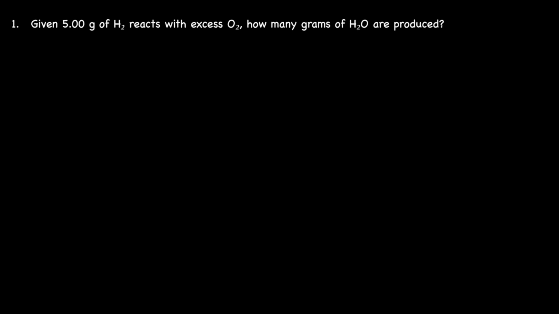Number 1. Given 5.00 grams of H₂ reacts with excess O₂, how many grams of H₂O are produced? The problem mentions a reaction, so we need to write the balanced chemical equation first. H₂ and O₂ react to create H₂O. To balance, we need a 2 in front of H₂ and a 2 in front of H₂O.